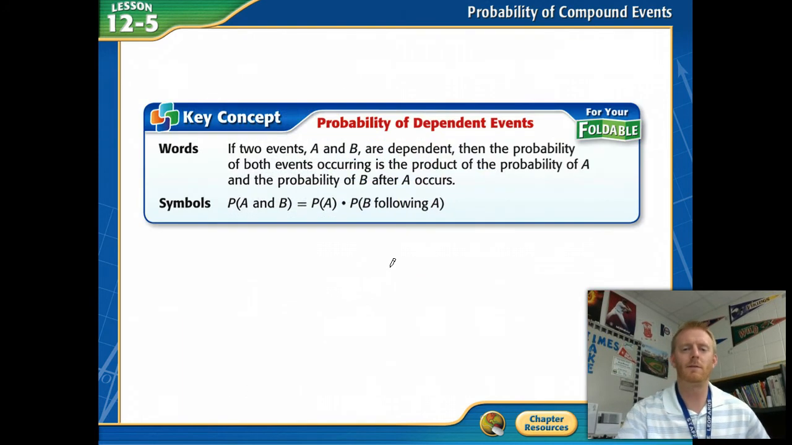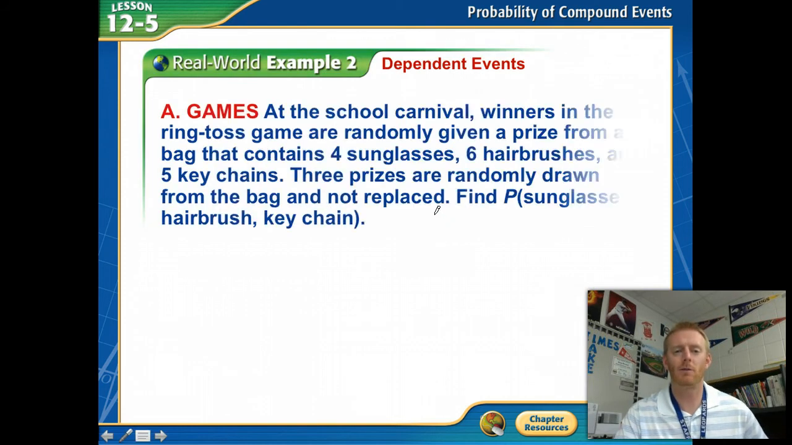Now, the probability of dependent events is when we have something where the first event is completely independent, but the second event depends on what happened with the first event. So the probability of A times the probability of B after A. So that will change things for us.